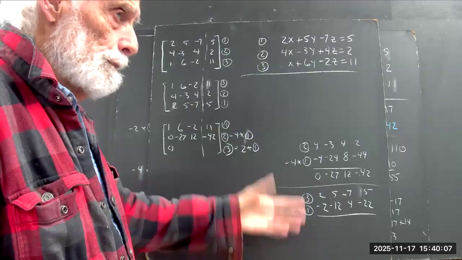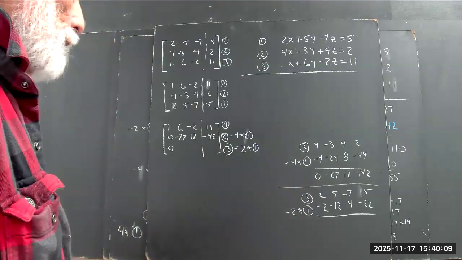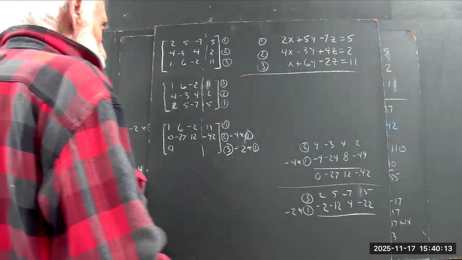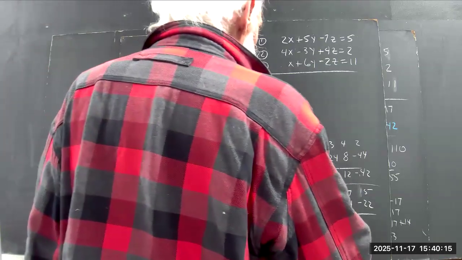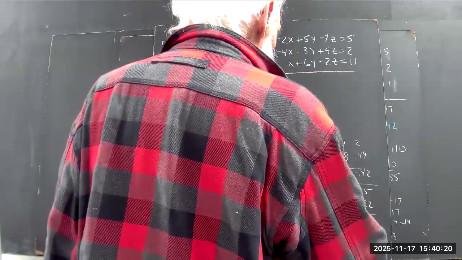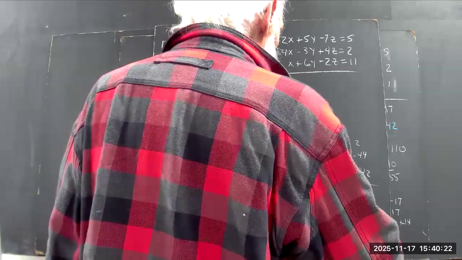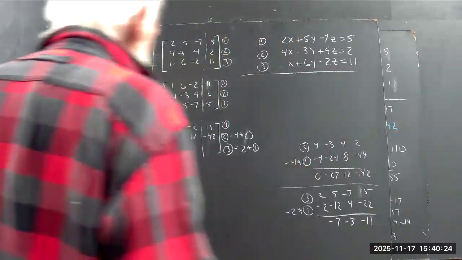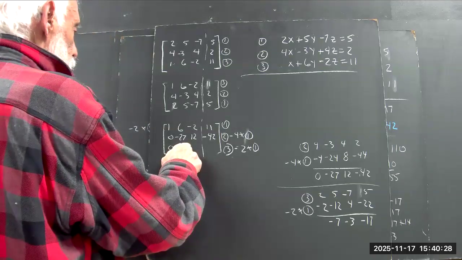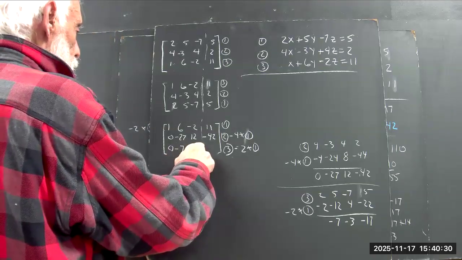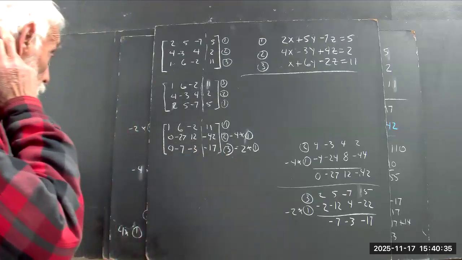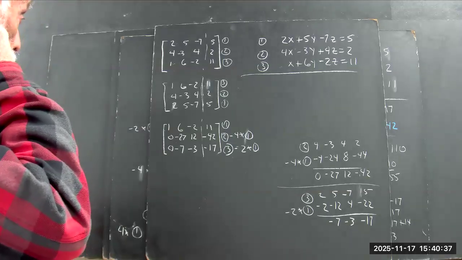Now we add these. If you haven't already done so, add these. Well, then 5 and negative 12 gives us negative 7, negative 7 and 4 gives us negative 3, 5 and negative 22 gives us negative 17. So now we have 0, negative 7, negative 3, negative 17.